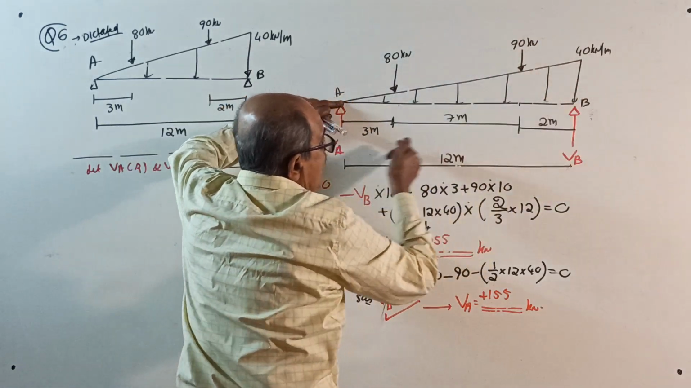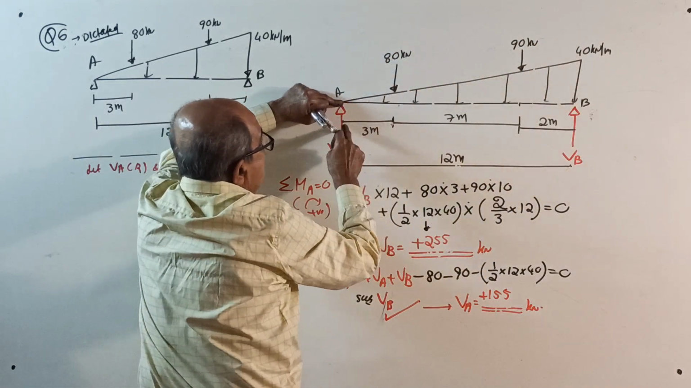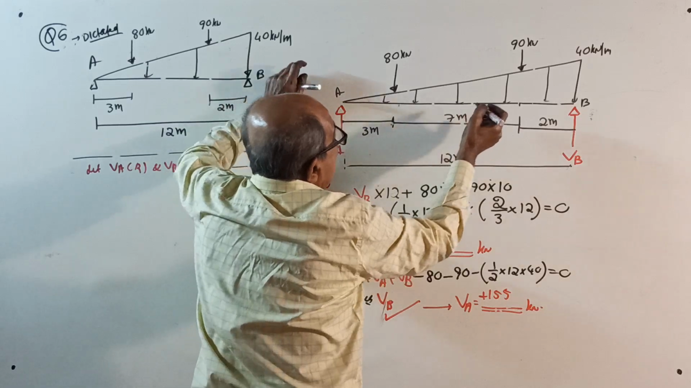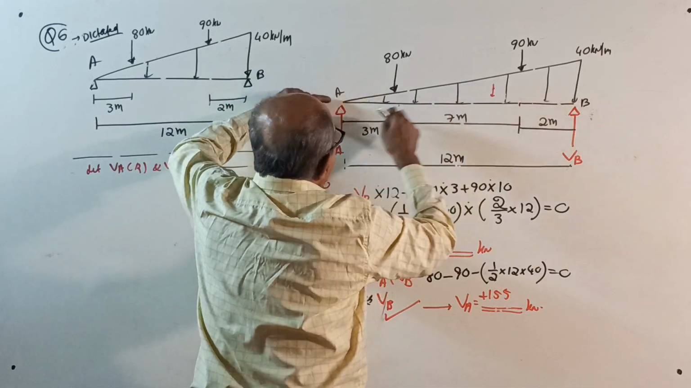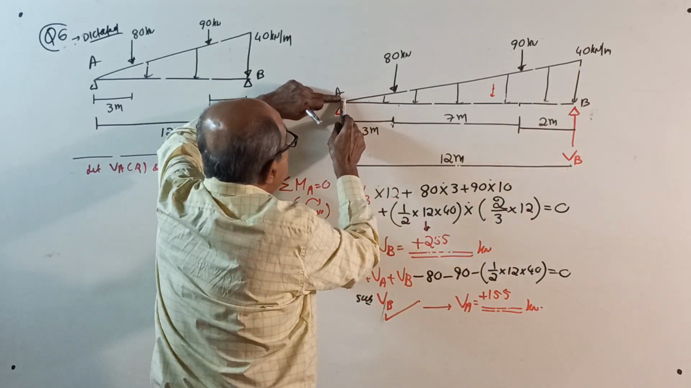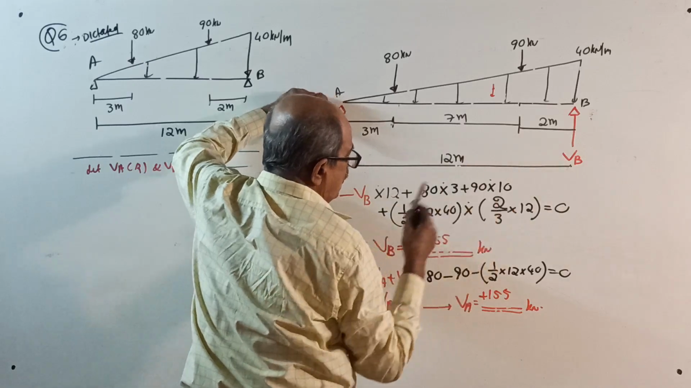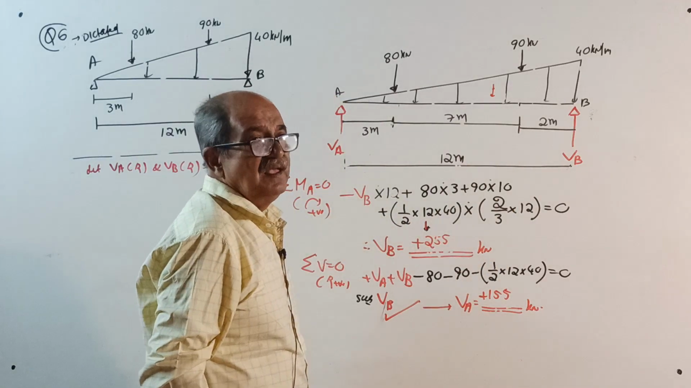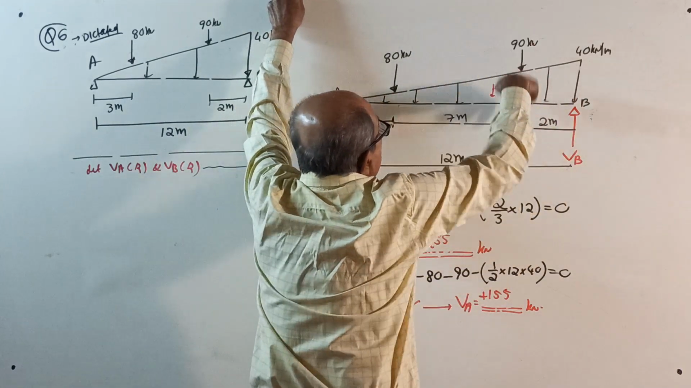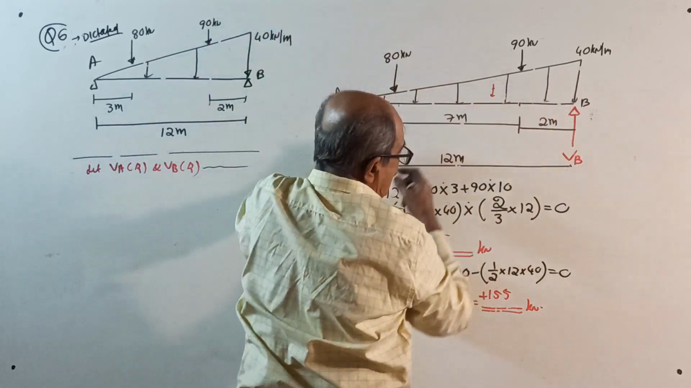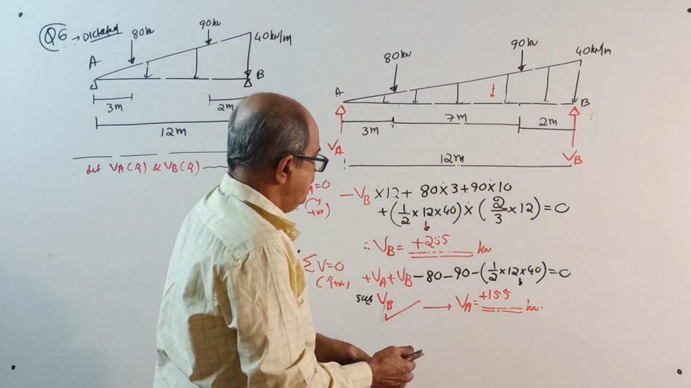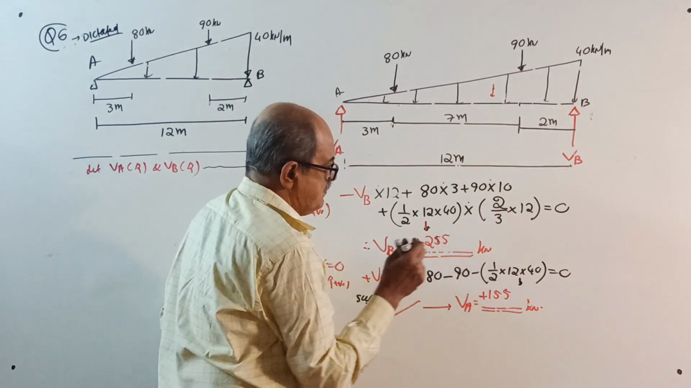Minus VB into 12 anticlockwise plus 80 into 3, 90 into 7 plus 3 is 10. See, the total load is acting somewhere here. Half into 12 into 40 is the total load, into 2 by 3 of 12, equal to 0. You get VB. Sigma V equal to 0: VA plus VB minus 80 minus 90 minus half into 12 into 40, so only total load, equal to 0. Substitute for VB, this is 255 kilonewton, 155 kilonewton.